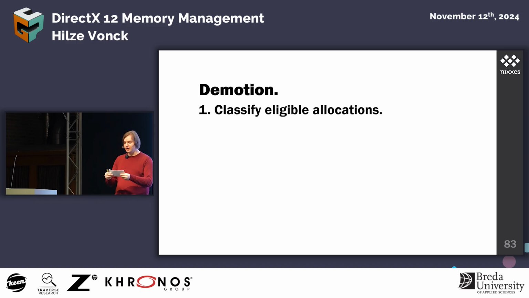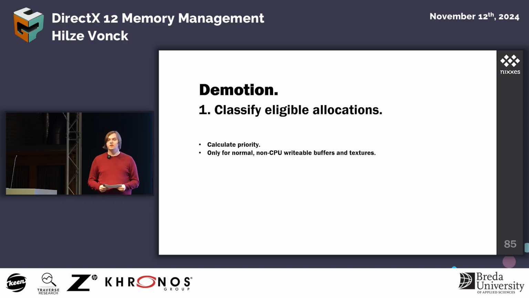1. Classifying eligible allocations. Whenever an allocation wants to be created with a dedicated heap and a dedicated resource, we calculate a priority for it. We only calculate a priority for resources which are not CPU and GPU writable. So anything that is, for instance, a UAV or a render target gets excluded from this, as well as the ones that are CPU writable. For all of the valid ones, we calculate a priority.